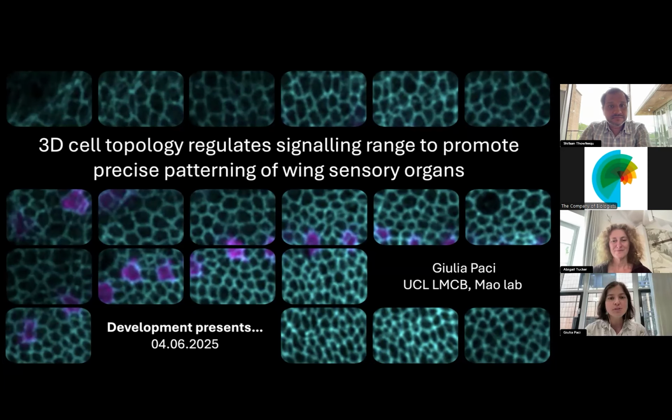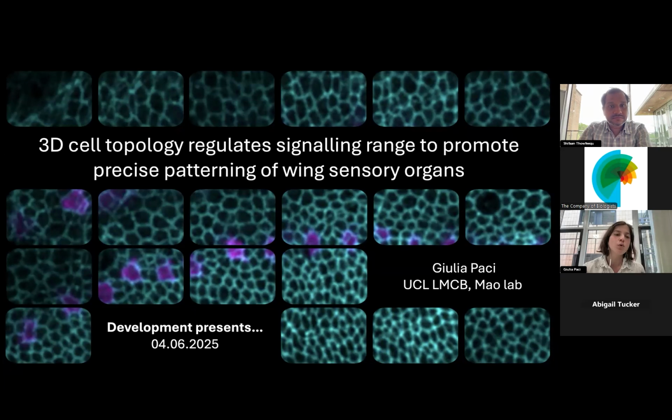So I'm currently a postdoc at UCL in the group of Yan and Mao. And the story I'm presenting today is work that we're just about to submit, that really looks at the role of 3D cell shapes and 3D cell contacts in signaling and developmental patterning.